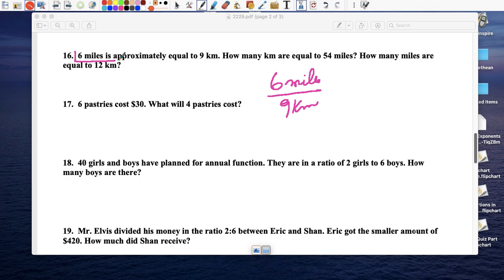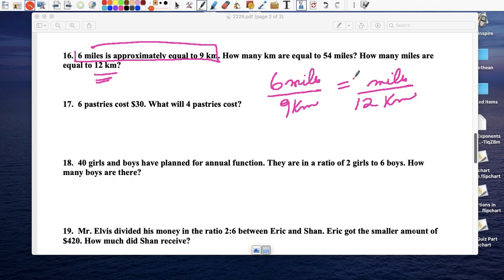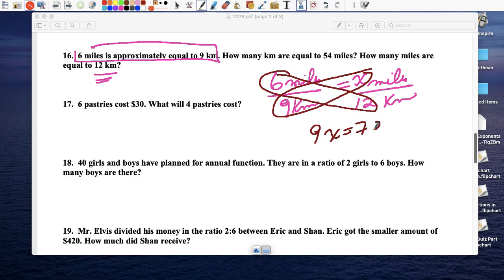So 6 miles, again, 9 kilometers, right? Start with this. And then now they're asking us, what about 12 kilometers? So let's put 12 over here. This one I'm going to cross multiply. So 9x, right? 9 times x is 9x. 6 times 12 is 72. We're going to divide by 9, divide by 9. This is going to disappear because it simplifies to 1, and x equals 8.